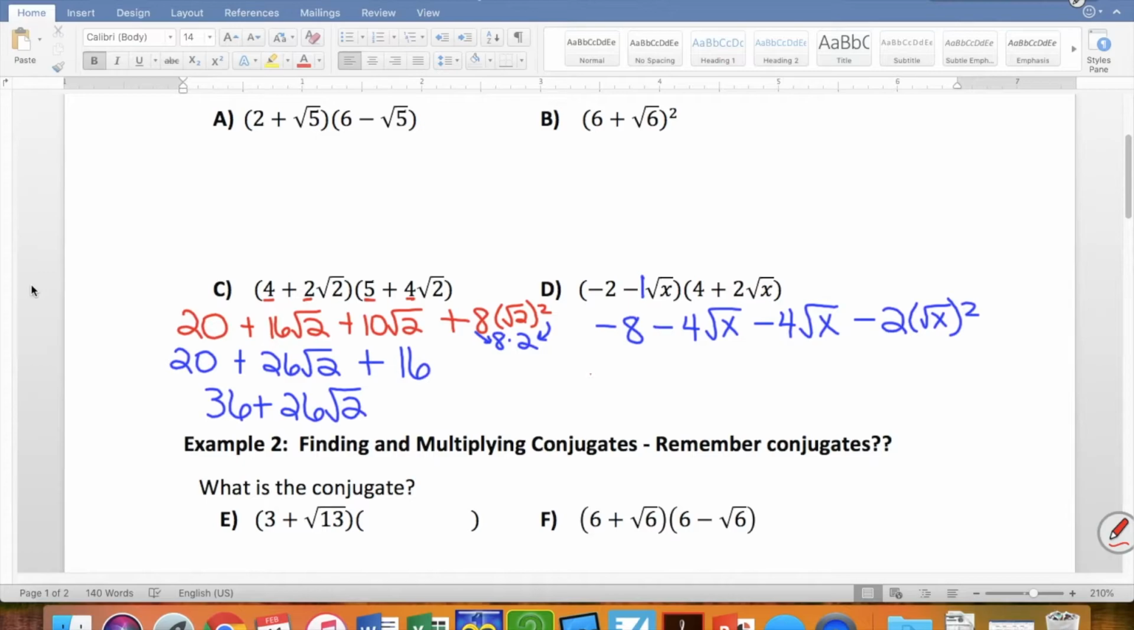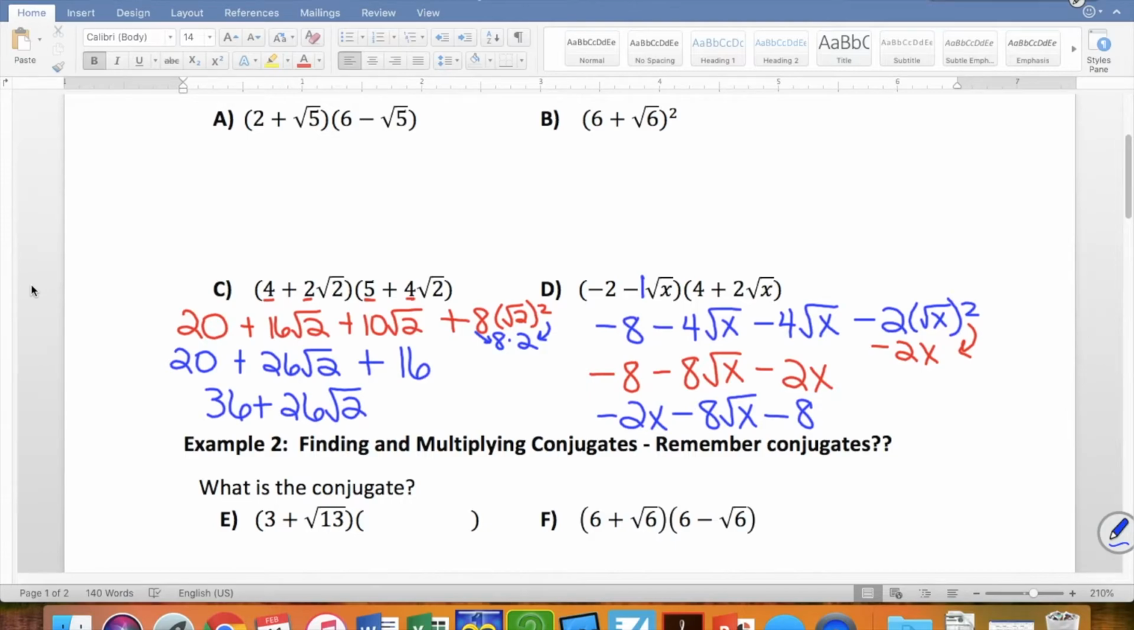I have a -8 right here. And then -4 square root of x and -4 becomes -8 square root of x. And then again, this is going to become -2. And then my x squared is just going to simplify to an x. So minus 2x. So if I were going to put this into standard form, so to speak, I'm going to bring my -2x out front, my -8 square root of x, and then my -8, my constant at the end.